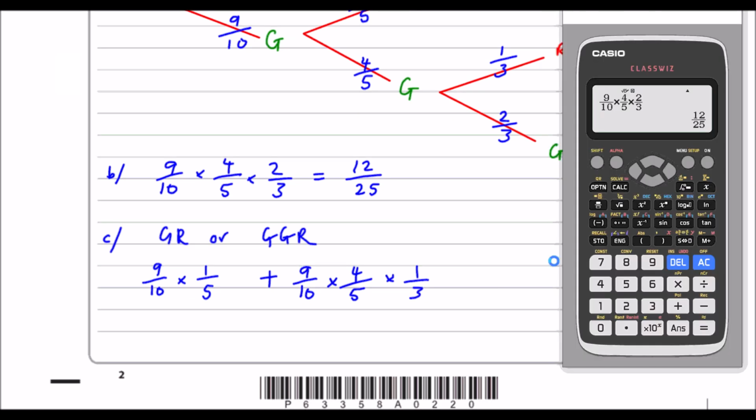And again, I'm just going to type this into the calculator. So 9/10 times 1/5 plus 9/10 times 4/5 times 1/3. And that's 21/50.